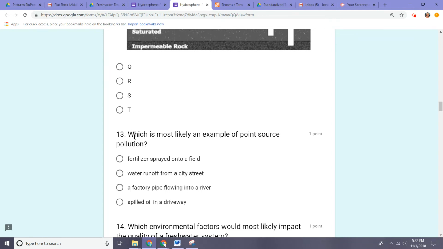Number 13. Which is most likely an example of point source pollution? Fertilizer sprayed onto a field, water runoff from a city street, a factory pipe flowing into a river, spilled oil in a driveway.